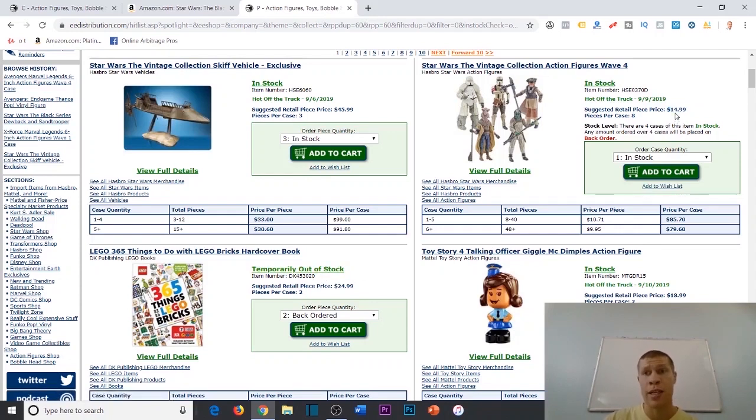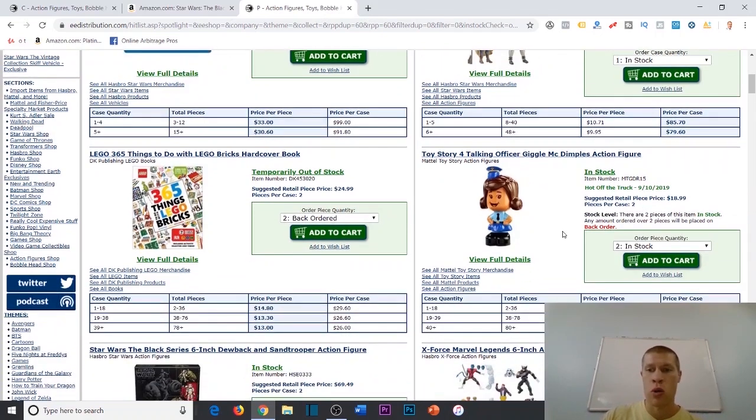So this is $14.99, a suggested retail price. Again, an indicator of what it might be selling for on Amazon, okay? My price would be $9.95 if I buy 48 or more, or $10.71 if I buy 8 to 40 of them. So that's also not a good one.